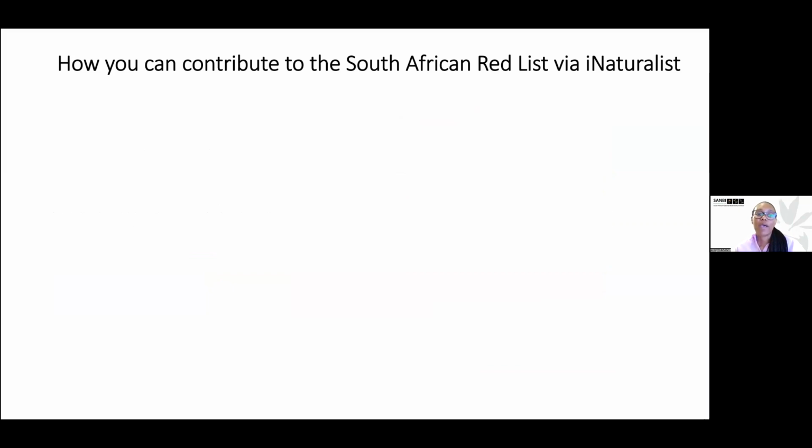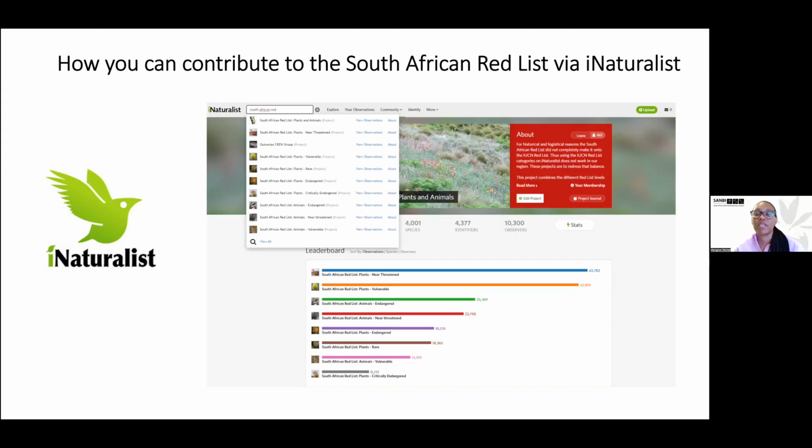And how one can contribute data to this red list project: you can sign up on iNaturalist, or join the two red list projects that were created by CREW if you are already on iNaturalist. These projects were created to help submit observations to the red list team, data that is used to complete assessments for certain plants as well as animals.